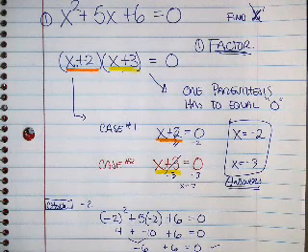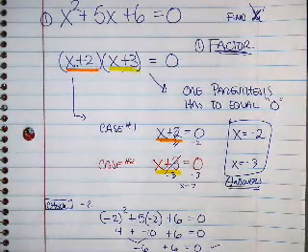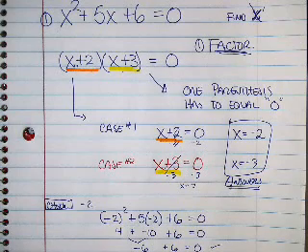If you solve the first one, you got negative 2. If you solve the second one, you got negative 3. These are the two possible answers for x. Most of the time you get two answers, but sometimes you only get one answer. Most times you get two though.